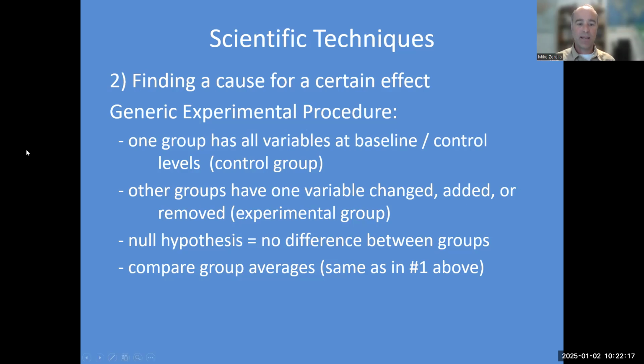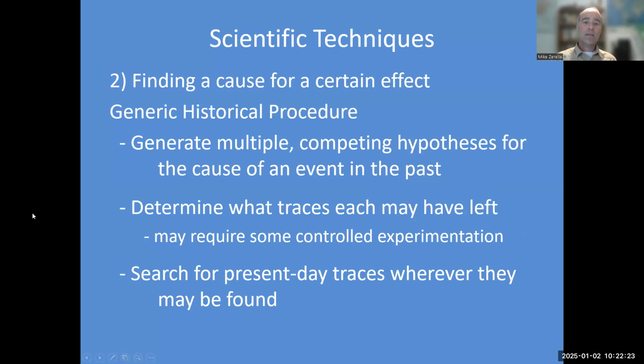And then once we've done that, as it says at the bottom here, we compare the groups just like we did in technique number one. I do have a video on the differences between experimental and historical science, because in historical science you can't control variables in this way, because you're looking at things that have already happened in the distant past, maybe even the more recent past. So go ahead and check out that video for more details on this, but I'll just bounce through these.